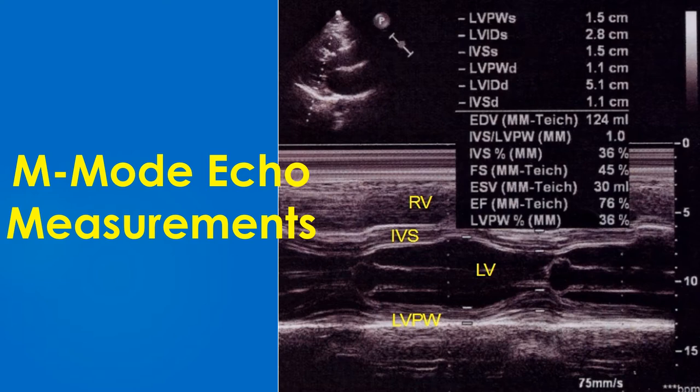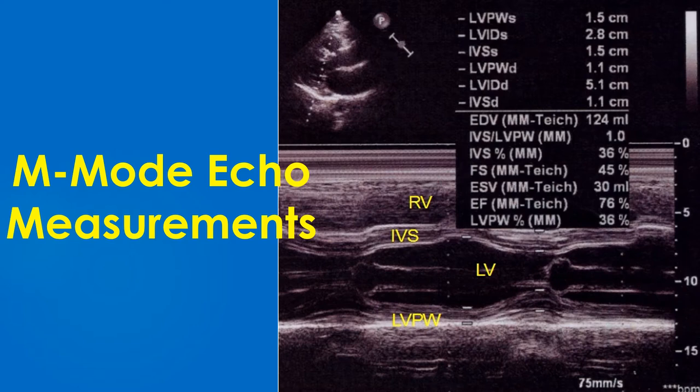LVPWS, left ventricular posterior wall systolic. LVIDS, left ventricular internal diameter systolic. IVSS, interventricular septum systolic. LVPWD, left ventricular posterior wall diastolic. LVIDD, left ventricular internal diameter diastolic. IVSD, interventricular septum diastolic. From these measured values, other estimates are calculated by the computerized algorithm of the echocardiograph.